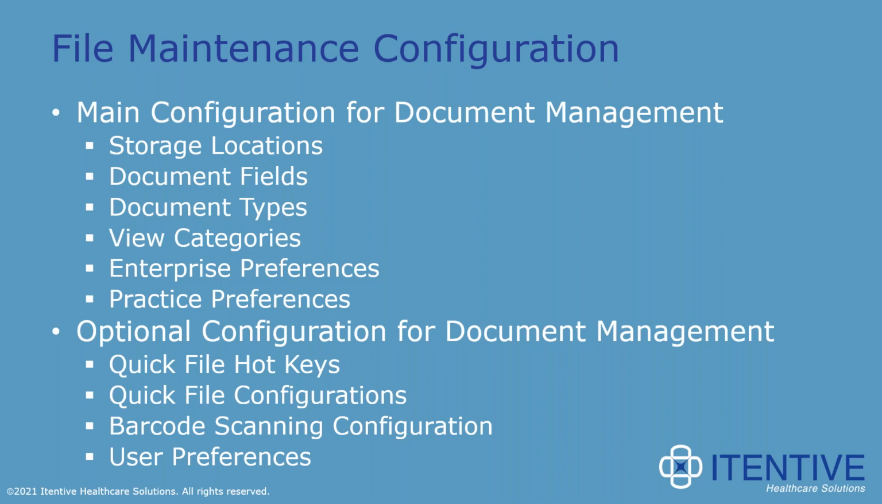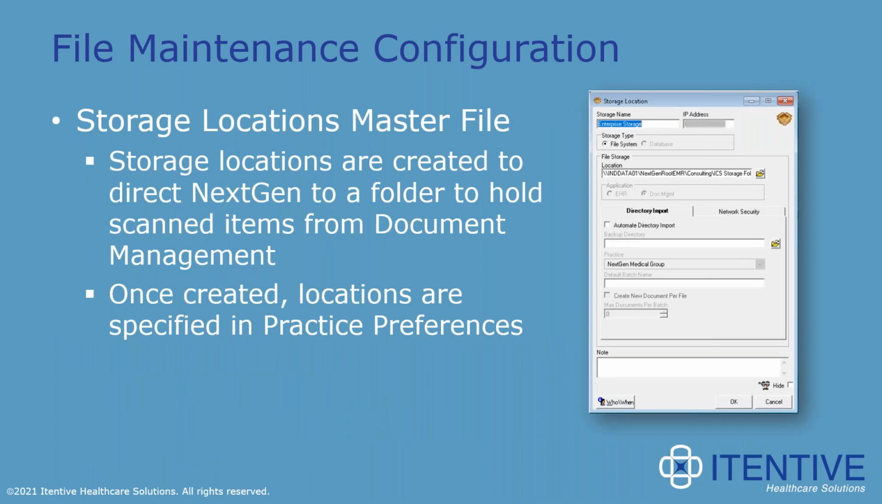So now let's jump in and take a look at some of the steps that would be involved in this configuration. The first step in the configuration, or even reconfiguration if your practice is changing and maybe you need to modify the storage locations, would be the storage location master file. Storage locations, if you aren't familiar with these, are created to direct your system to a specific folder. That folder is used to either temporarily or permanently hold any scanned items that are coming from document management. In a typical configuration, there are usually several storage locations needed. So you would create them here in this master file. And then, as we'll see a little later on in the slides, we'll actually apply those in practice preferences.